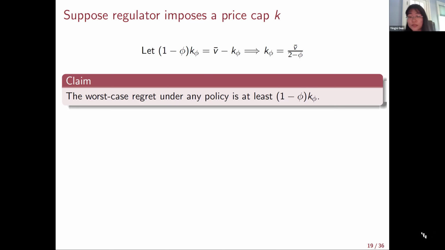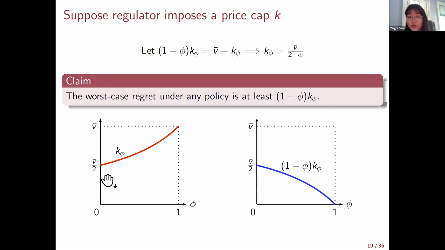Now this picture shows the value of K_phi, the price cap. The price cap should be half of V bar when you only care about consumer surplus. It should be equal to V upper bar when you care about efficiency. If you care about efficiency, you don't want to impose a price cap at all because you don't worry about redistribution at all. Now the lower bound on this worst case regret here is given by this blue curve. So the worst case regret is at least this much.